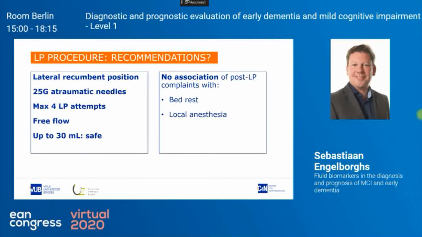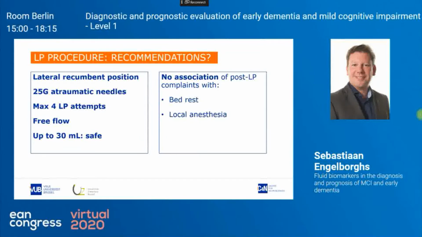Based on our multi-center lumbar puncture study and based on a literature review, we published the following recommendations in order to lower the prevalence of post-lumbar puncture complications. The lateral recumbent position reduces the prevalence of post-LP headache. The same holds true for the needle type. This is the most important determinant factor for post-lumbar puncture headache. And if a 25G atraumatic needle is used, the prevalence of post-LP headache is low.